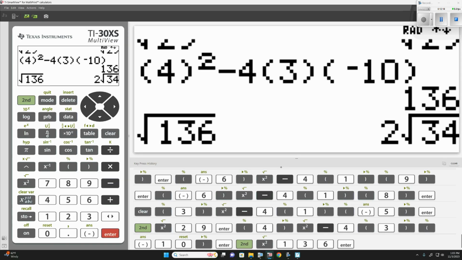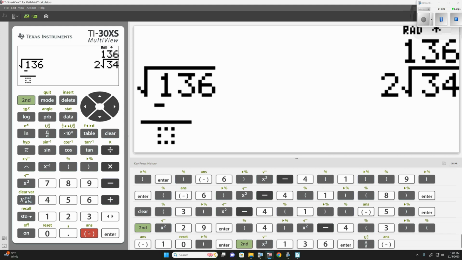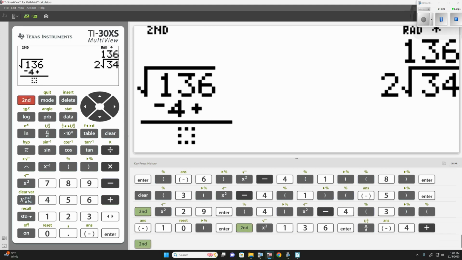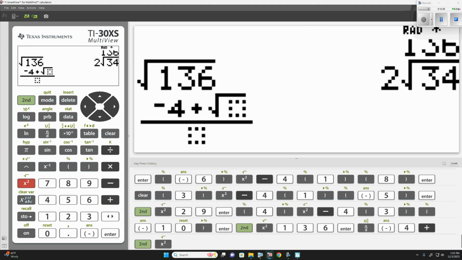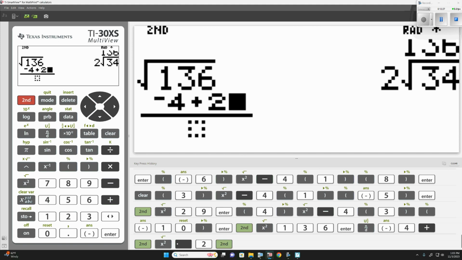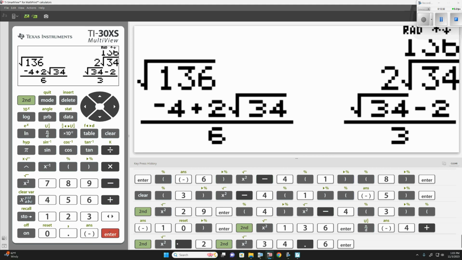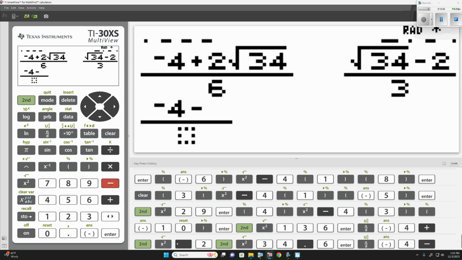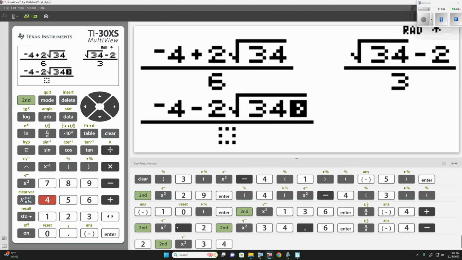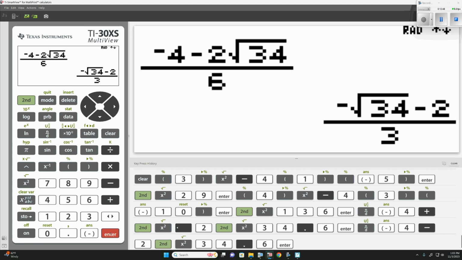Now what is interesting, we could do this in the 30XS, negative 4 plus 2 square root of 34 over 6. It does flip it. It puts the 34 first, but we still get the same thing. It will reduce it for us. Now we could do the same thing and say negative 4 minus 2 square root of 34 over 6. And it just tells us we have the negative version of it.